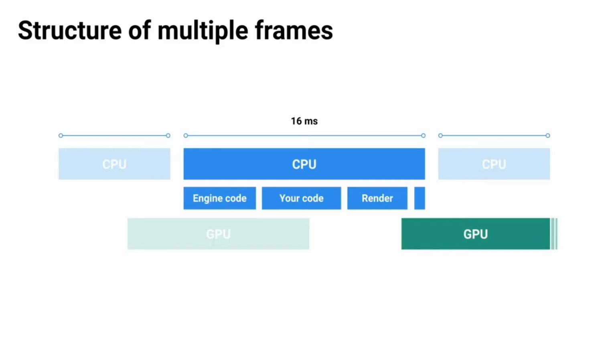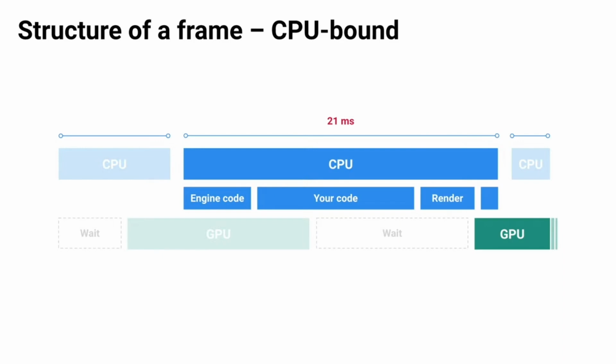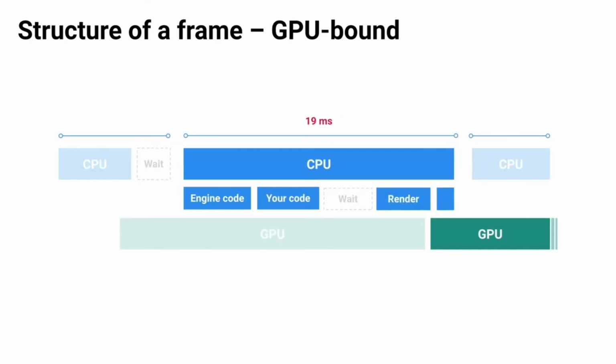The CPU handles the Unity engine code and your own code as part of game logic. The render commands are passed down to the graphics card GPU to render the frame. Some frames may struggle to render at less than 16.66 milliseconds. The CPU may take longer to run the game logic code, creating a CPU-bound bottleneck. The graphics card has to wait until it receives the render instructions from the CPU. A GPU-bound bottleneck happens when the GPU takes too long to render the previous frame, forcing the CPU to wait until the GPU is ready to render this frame.